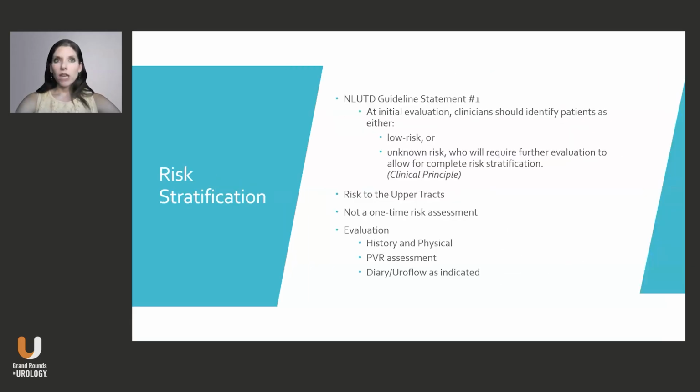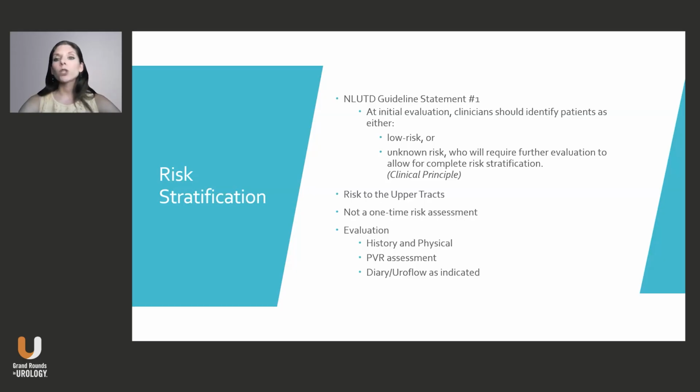So for risk stratification, this is one of the most important things to think about when you start managing this patient population. And it's so important that our AUA guidelines put it as the very first statement. So the first statement, guideline statement 1, is at initial evaluation, clinicians should identify patients as either low risk or unknown risk, and who will require further evaluation to allow for complete risk stratification.